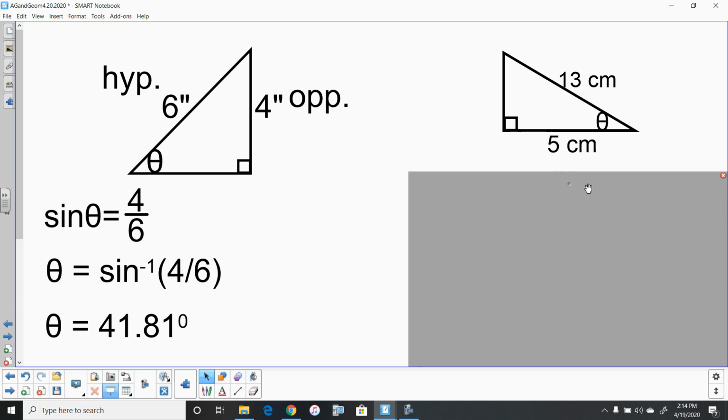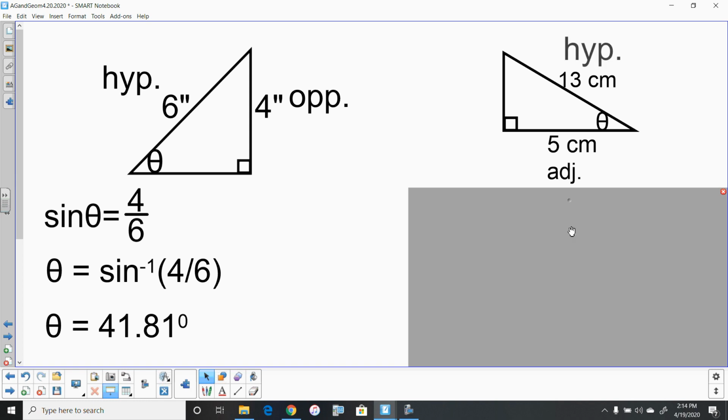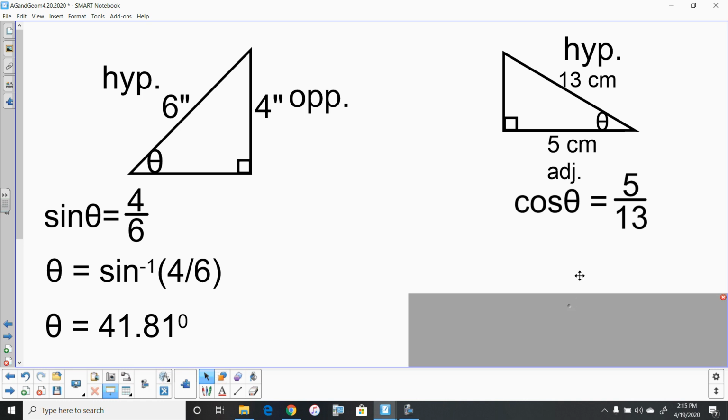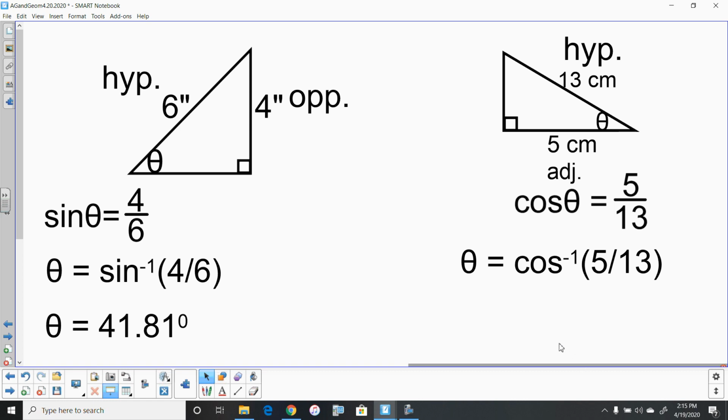Okay, so our other example here, we're going to start off with the triangle and label the sides you've got. The one next to theta here that's a leg is 5, so it's the adjacent. 13 is the long side of our right triangle, so it's the hypotenuse. So I'm thinking, which of the three functions, sine, cosine, tangent, so, ka, toa, uses adjacent and hypotenuse? That would be cosine. So we have cosine of theta equals 5 over 13. We're going to do the inverse cosine of 5 over 13, and we should end up with an angle much less than 45 degrees, so not in this case.